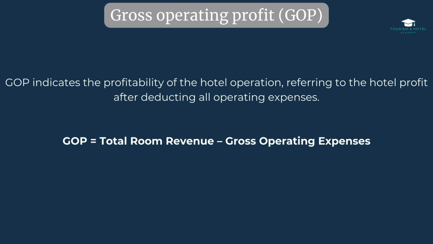Gross operating profit, or GOP. GOP indicates the profitability of the hotel operation, referring to the hotel profit after deducting all operating expenses. So, GOP equals total room revenue minus gross operating expenses.